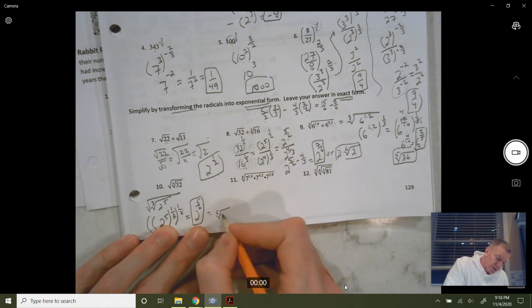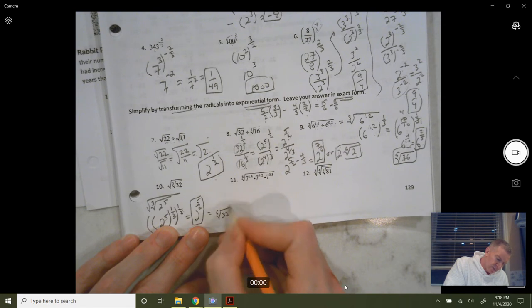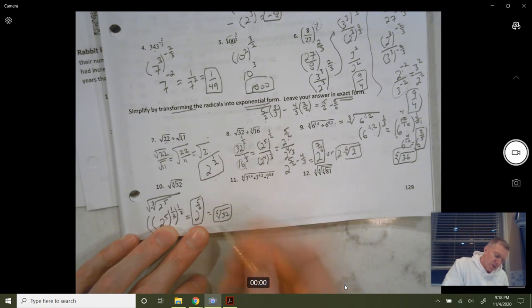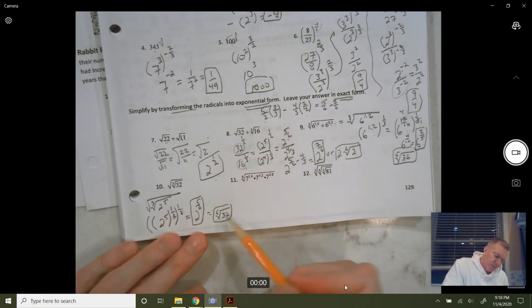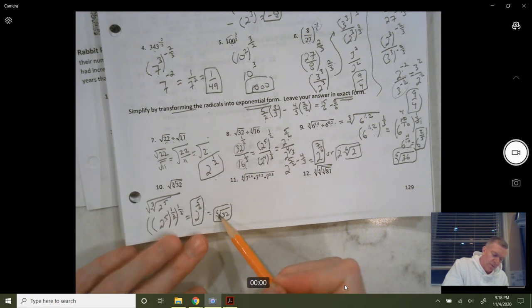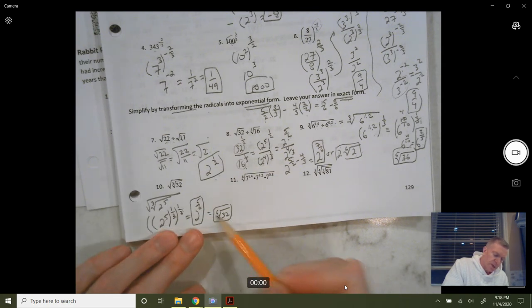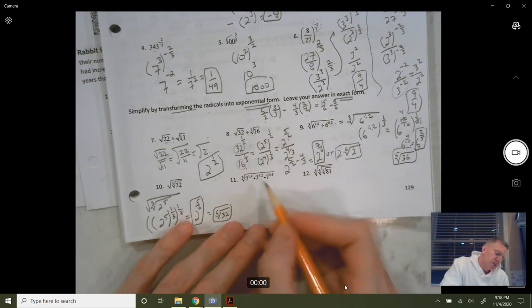or we could do the 6th root of 2 to the 5th. And that doesn't simplify anymore because, first of all, we can't make the root index any smaller. And we would need 6 of something, and we only have 5 2s, 2 to the 5th. Okay, let's look at this one.